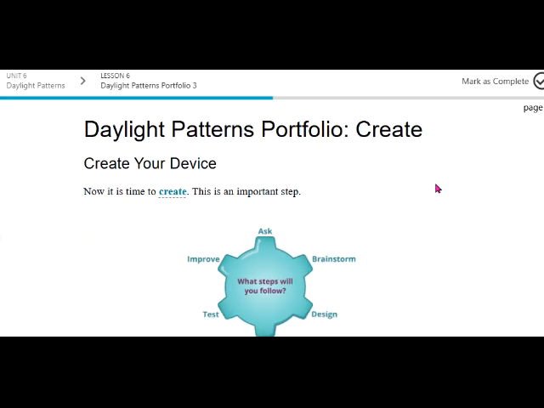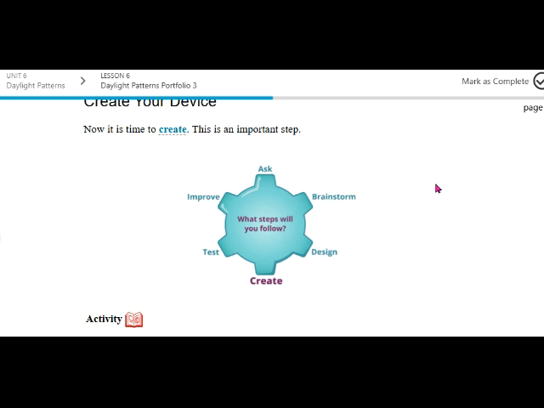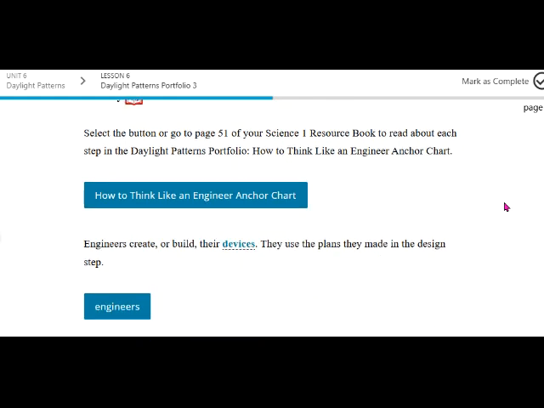Create your device. Now it is time to create. This is an important step. Look, 1, 2, 3, 4. It's the 4th step of the engineering design process. What steps will you follow? The ones that we just wrote down in our design.